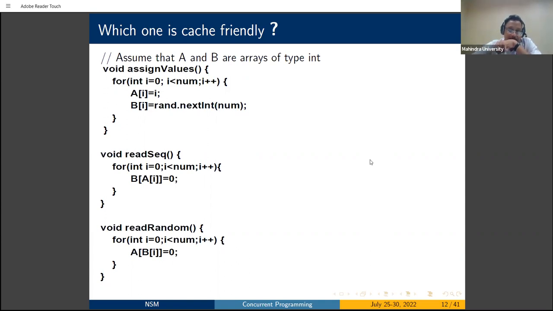If you have any doubts, please unmute yourself and try to clarify your doubts. Are you able to understand these two functions? Yes.